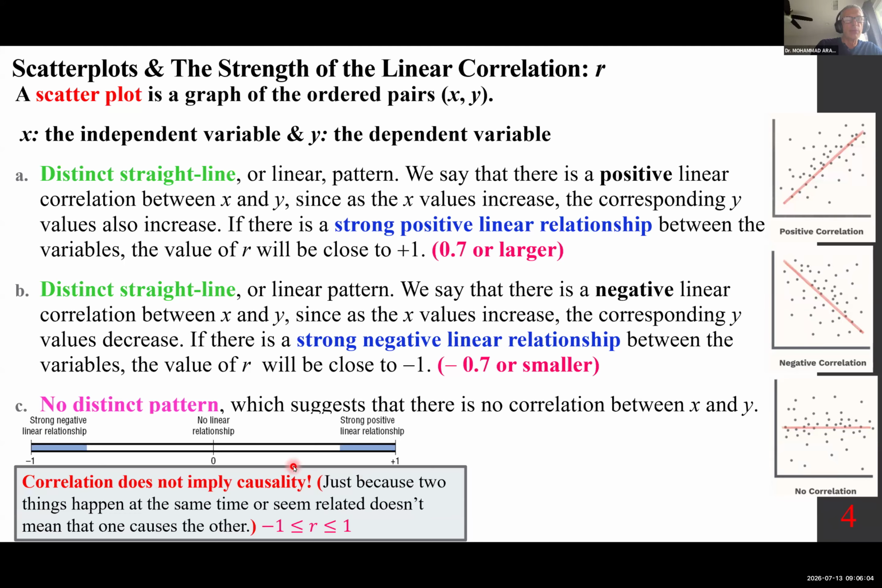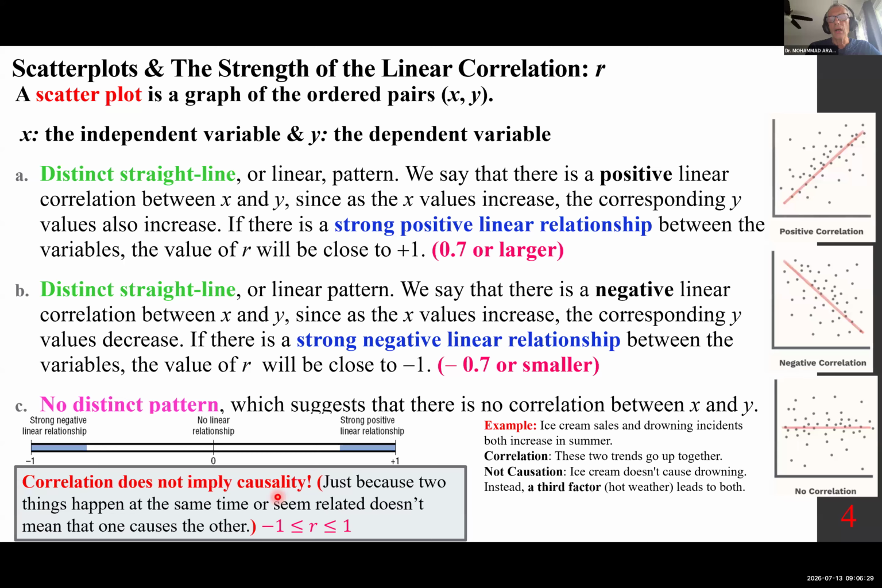Correlation does not imply causality. Just because two things happen at the same time or seem related doesn't mean that one causes the other. And r, the correlation value, is always between negative 1 and positive 1. Can it be equal to negative 1? Can it be equal to positive 1? Absolutely. Positive 1, perfect linear correlation on the positive side, negative 1, perfect linear correlation on the negative side.